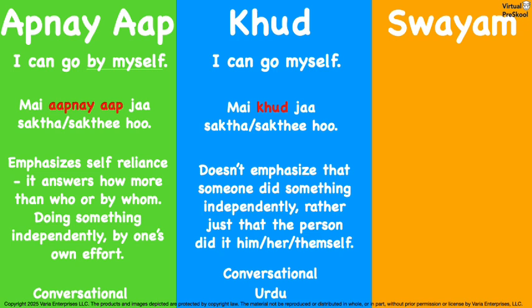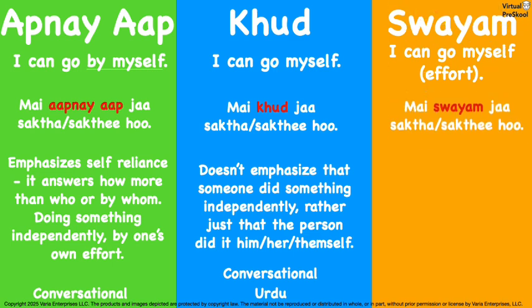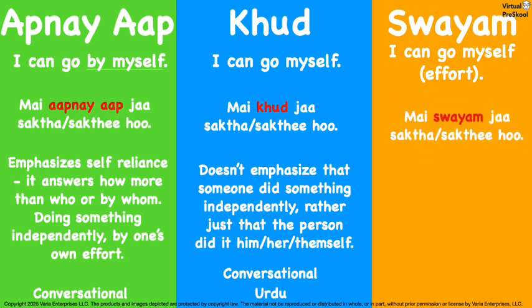Now let's look at swayam. Swayam is also more like I can go myself, but with an emphasis on the effort that this person made. The sentence would be, मैं स्वयं जा सकता or मैं स्वयं जा सकती हूँ. So just take a moment and look at the three sentences. They are identical except for apne aap, khud, and swayam. So that's what makes these three words interchangeable.